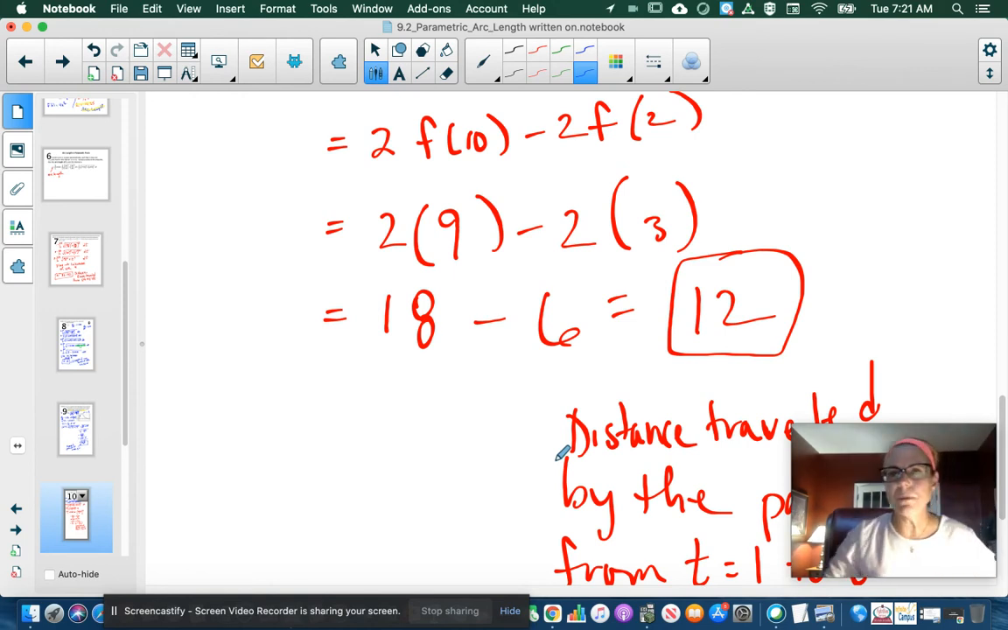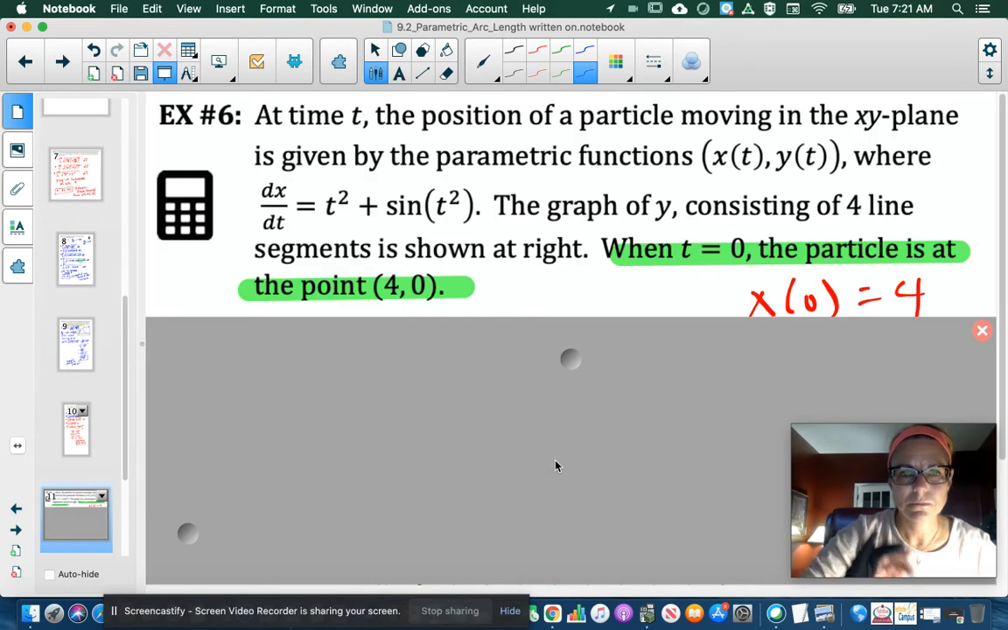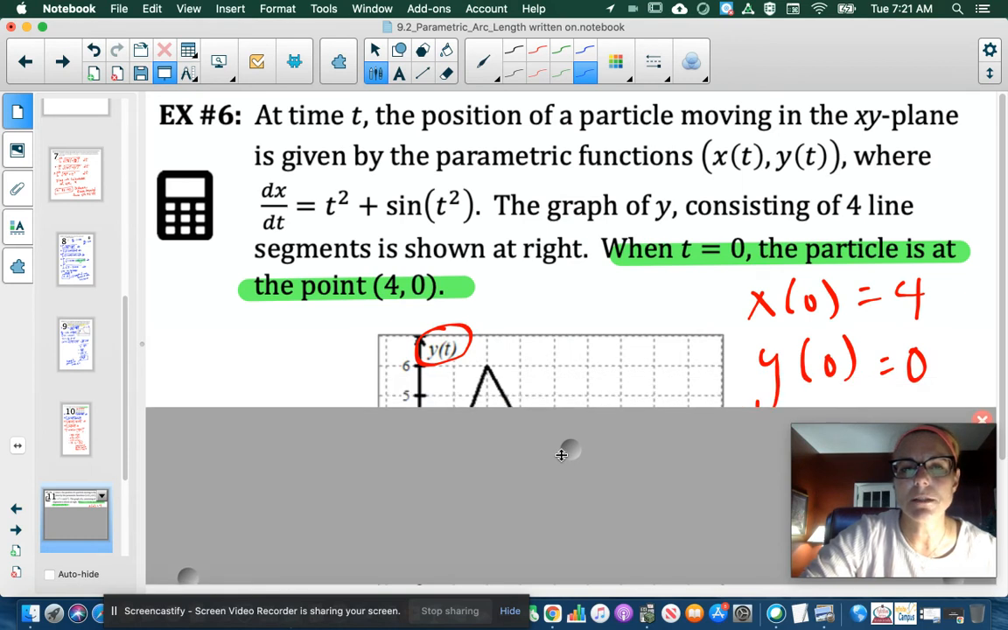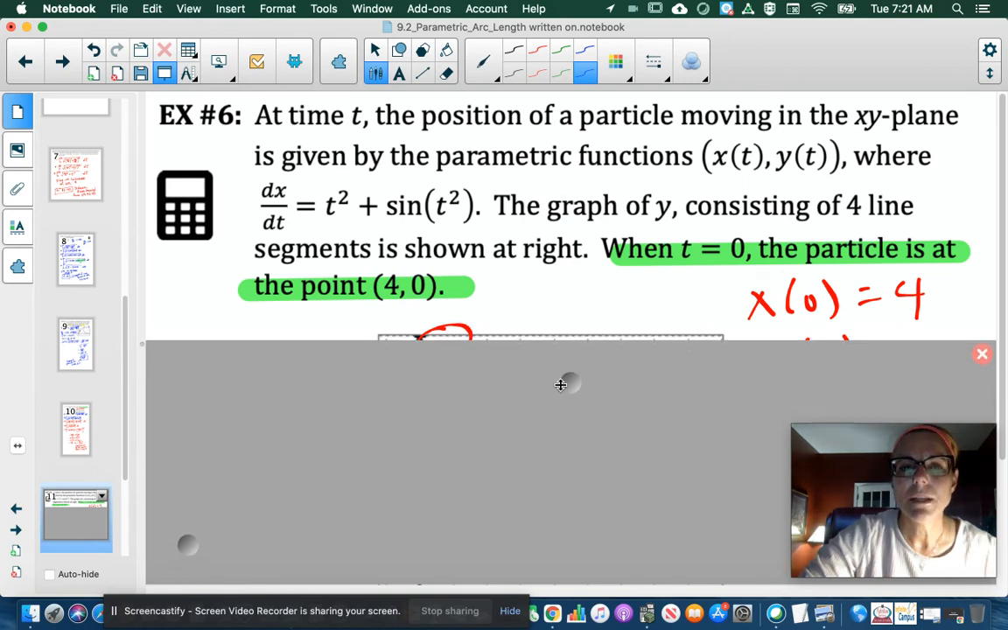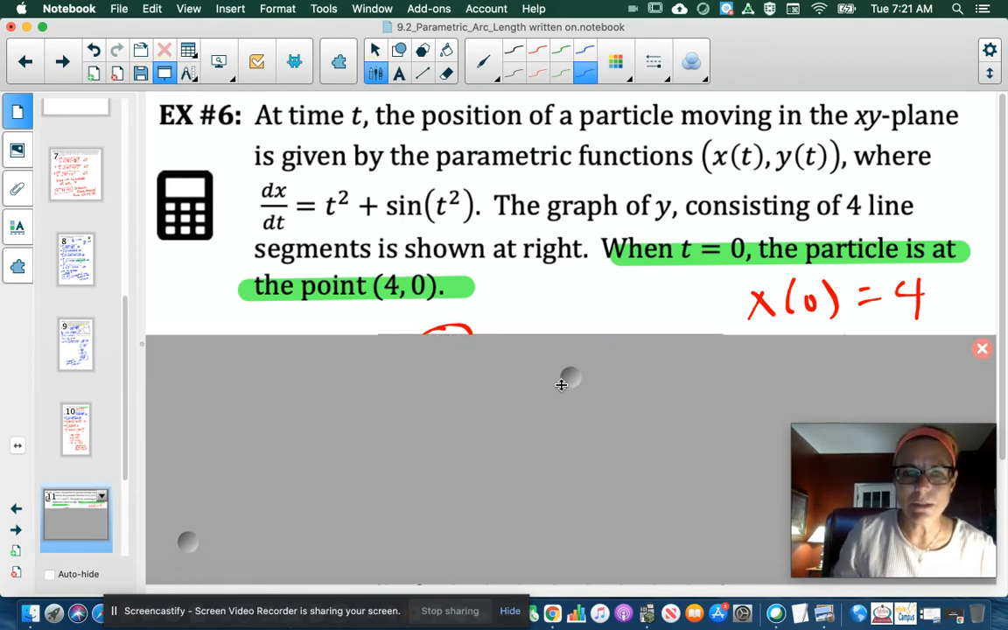One more example. At time t, the position of a particle moving in the xy plane is given by the parametric functions. They give us dx dt, the graph of y consisting of 4 line segments is shown. When t equals 0, the particle is at the point. Okay, this is where we need to understand what this means. It's at the point. I want to write something here.